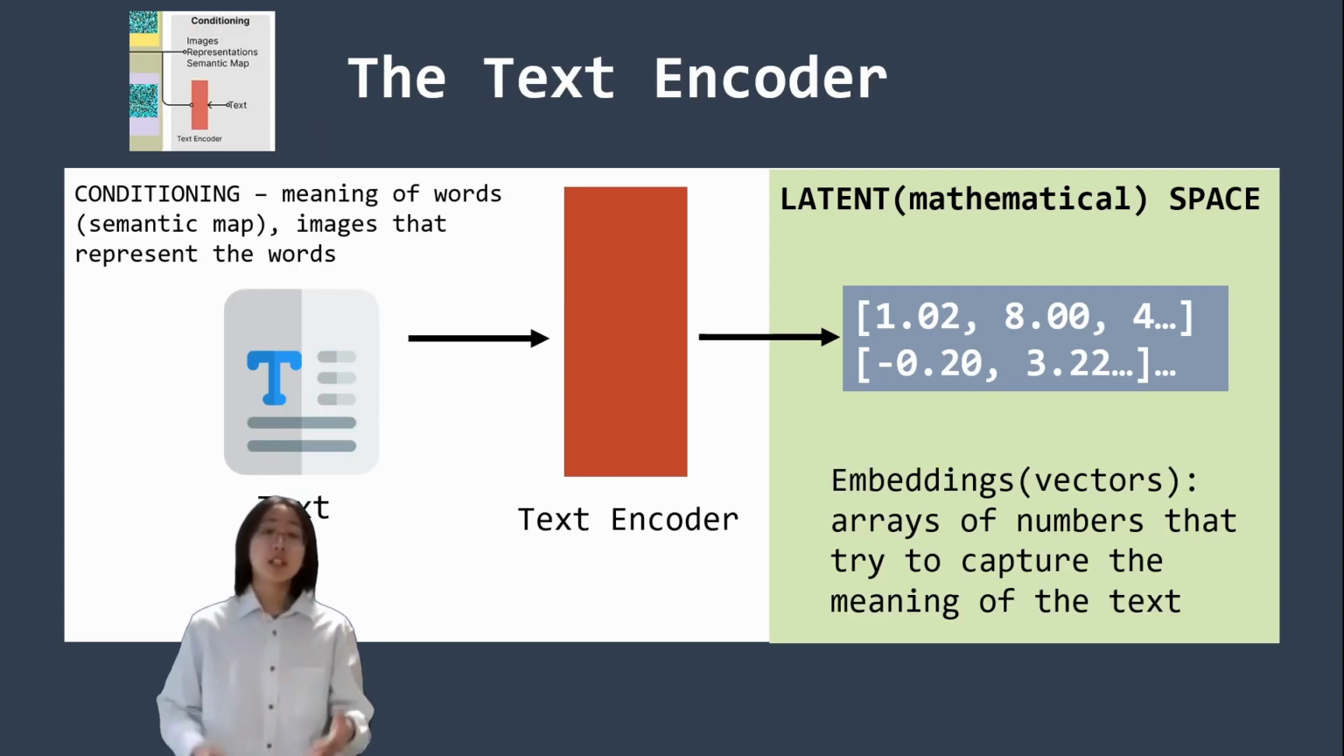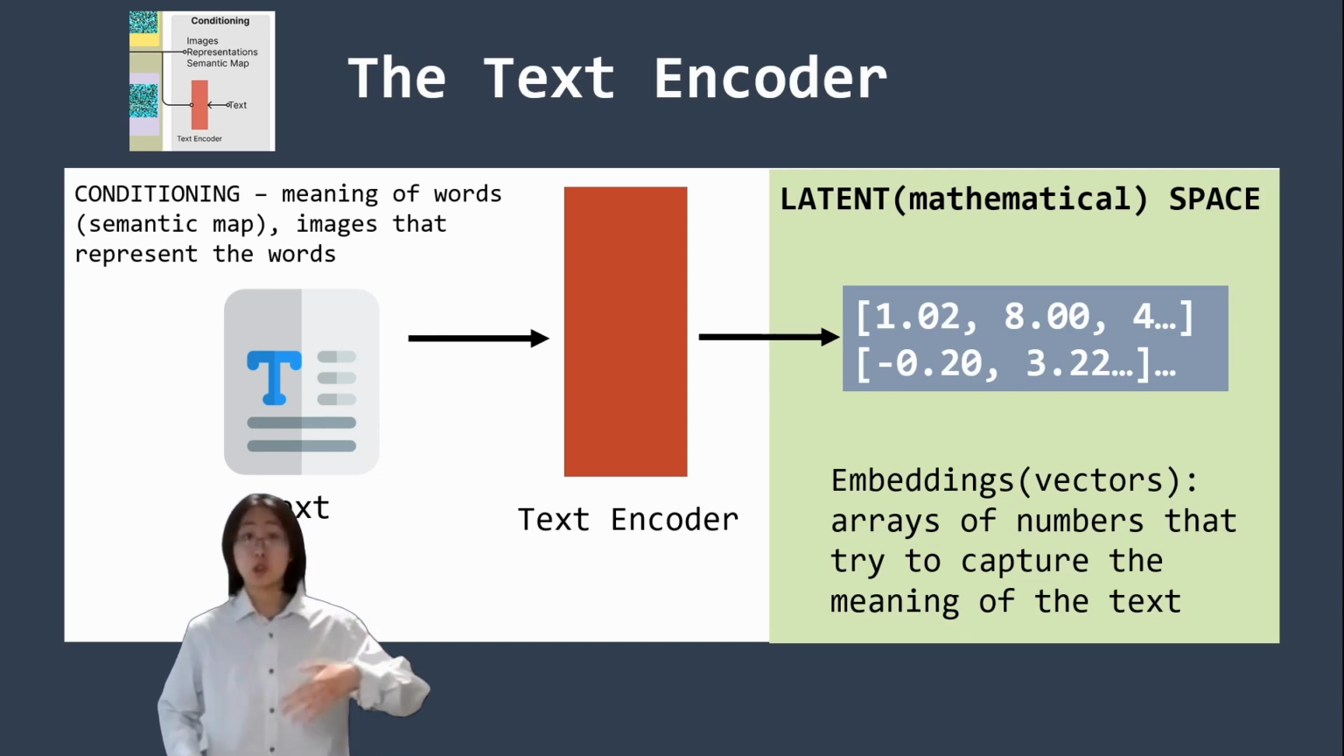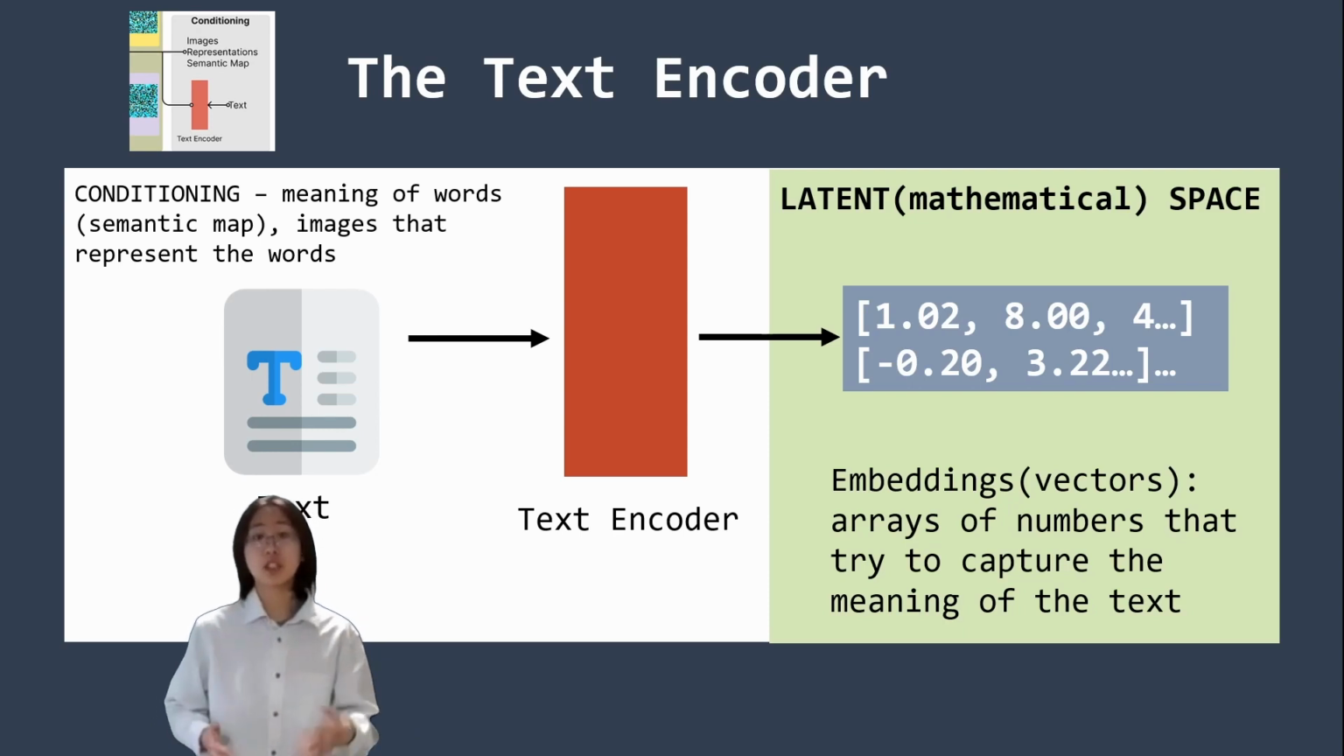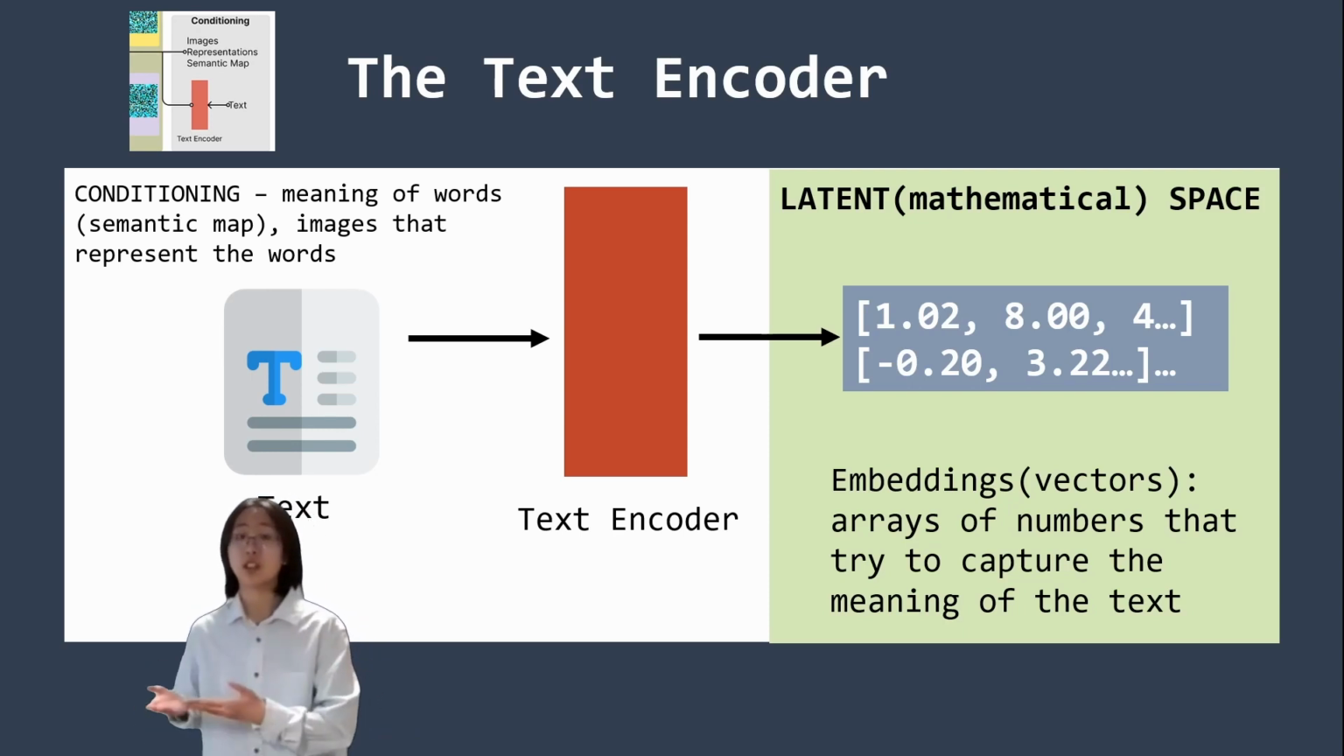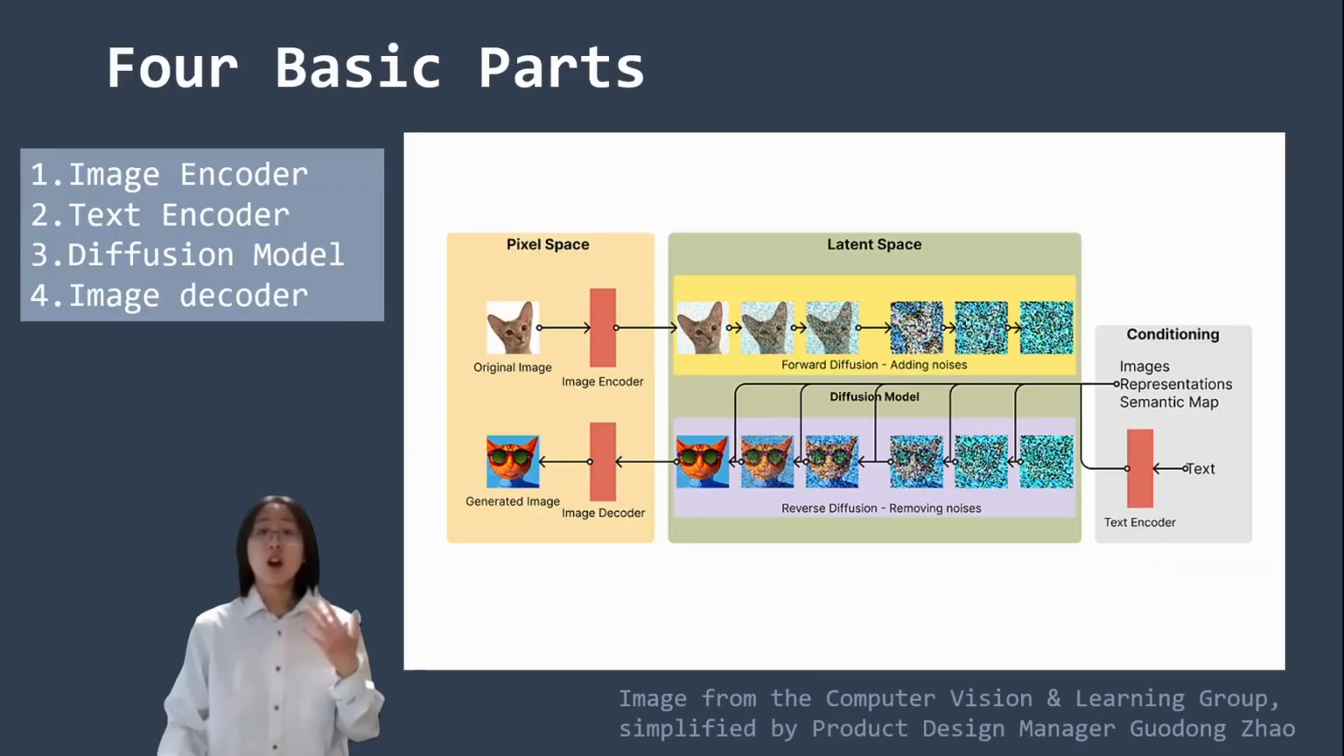Similarly, the text encoder takes our input text and a semantic map, or the meaning and context of the words that it is trained on from a bunch of text data, and this is converted into vectors as well. All of these vectors go into a latent space, or a mathematical space where the computer can run the diffusion model. In the diffusion model, we have forward diffusion and reverse diffusion.